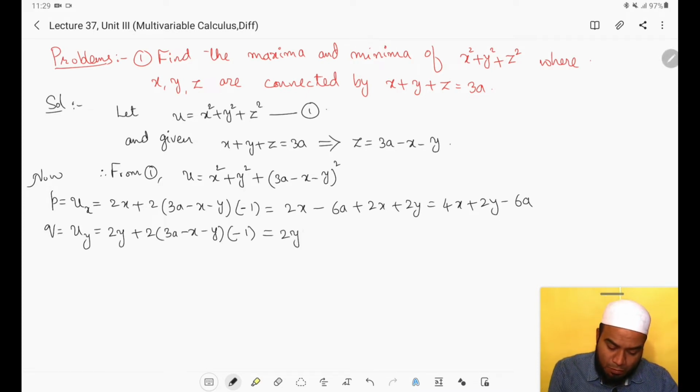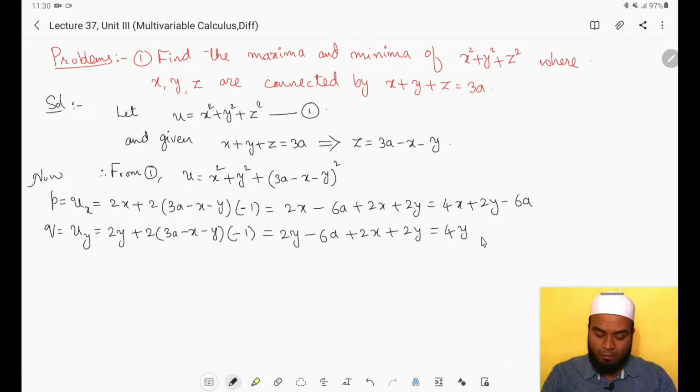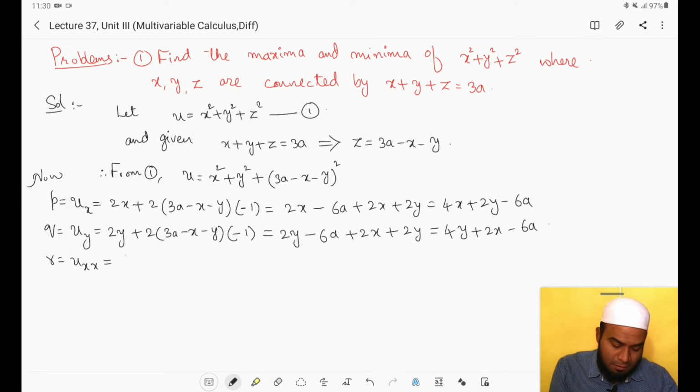So what we will get here? 2y minus 6a plus 2x plus 2y. Simplify this, what we will get? 4y, 2y plus 2y is 4y, and here 2x plus 2x minus 6a, right? We got p and q. Now we have to find r. R is uxx. So partial derivative of ux with respect to x. Here ux is this. We have to differentiate this with respect to x. What we will get? 4 we will get, right?